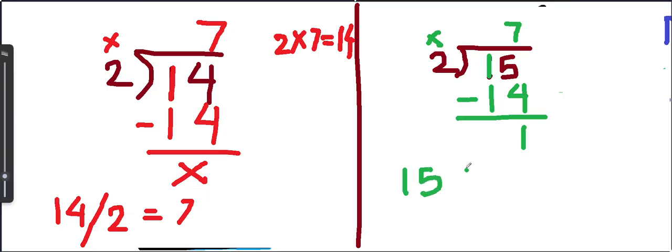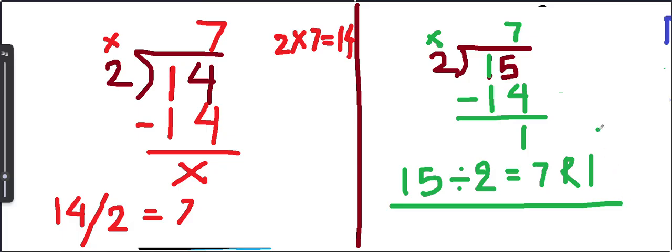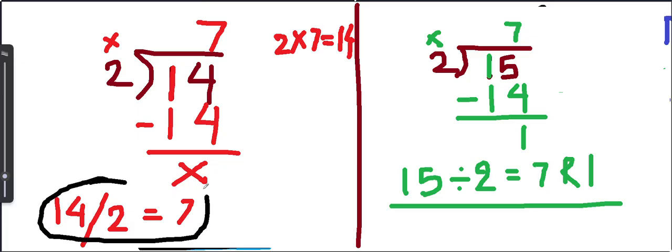So 15 divided by 2 is equal to 7. The remainder is 1. So the answer is 15 divided by 2 equals 7, remainder 1. Friends, as you can see over here, I have written the division in two different forms, okay? 14 divided by 2, just look at this one.